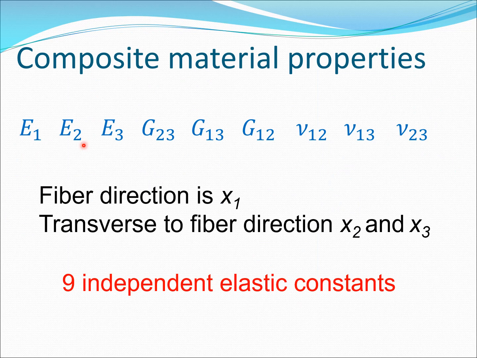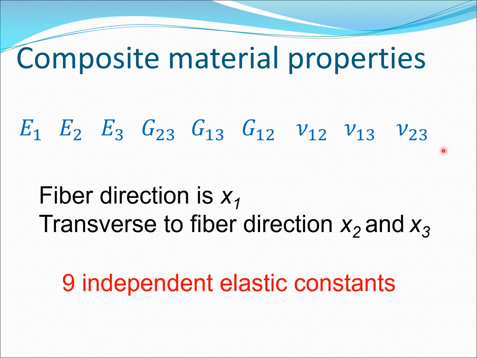So in a composite material you would have these material properties given here. There are 9 of them. There are 3 Young's moduli E1, E2, E3. There are 3 shear moduli G23, G13, G12, and there are 3 Poisson ratios nu12, nu13, nu23. Remember, the other Poisson ratios can be calculated from the equations I showed in the previous slide.